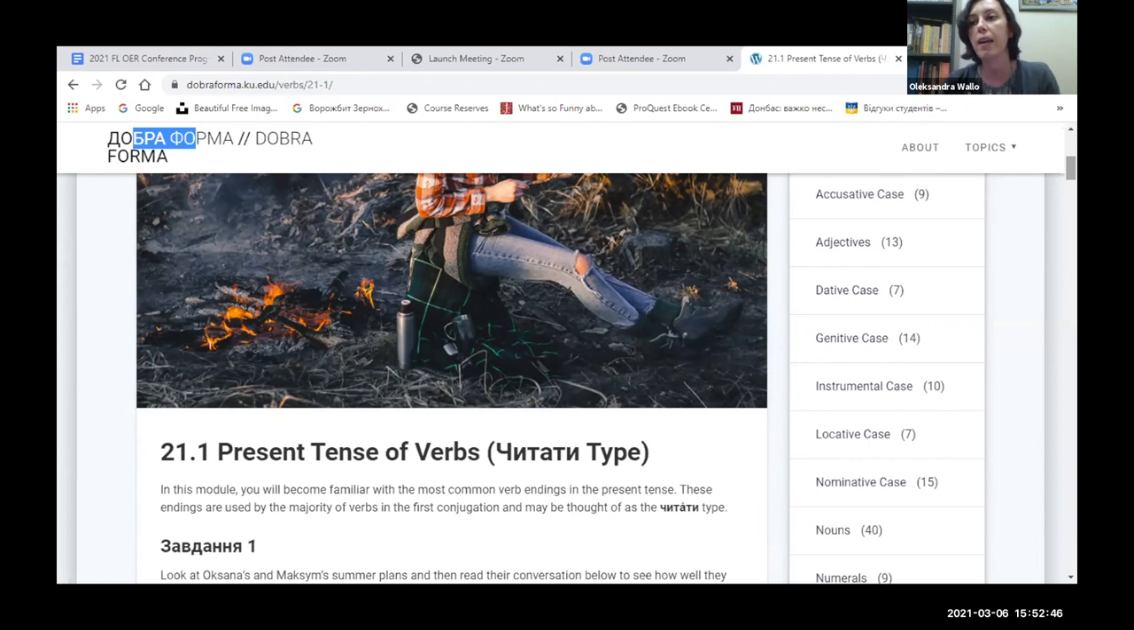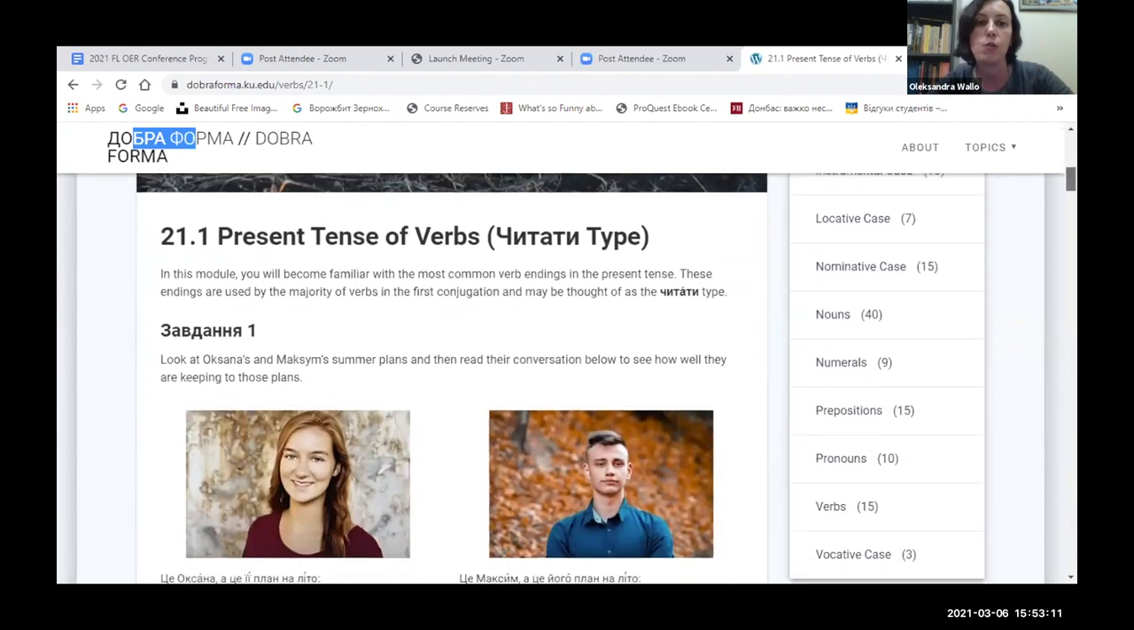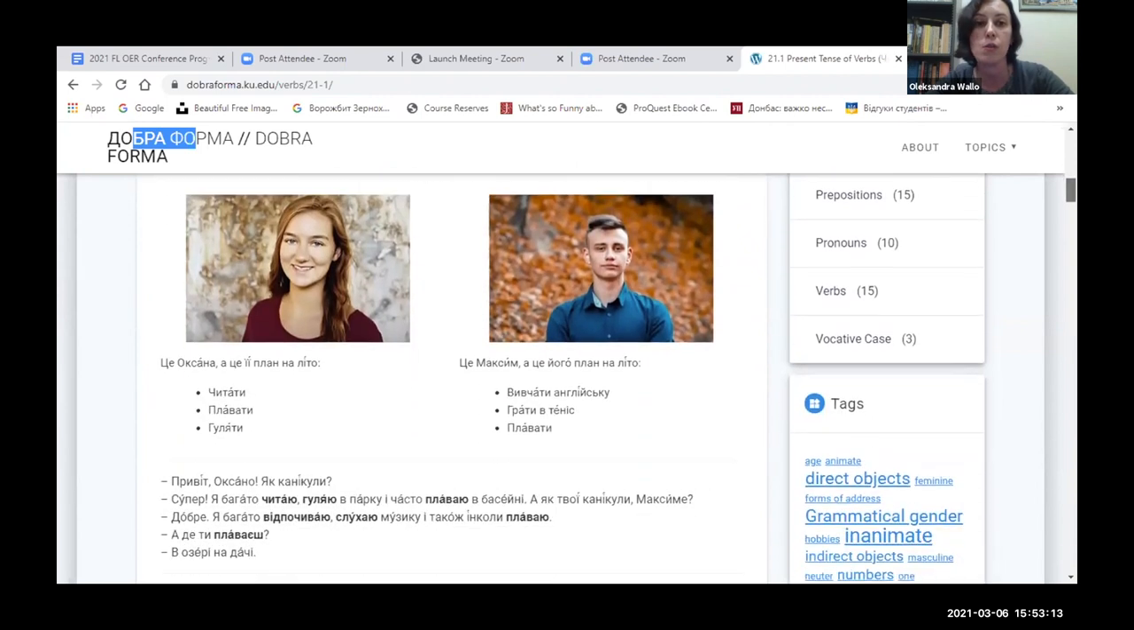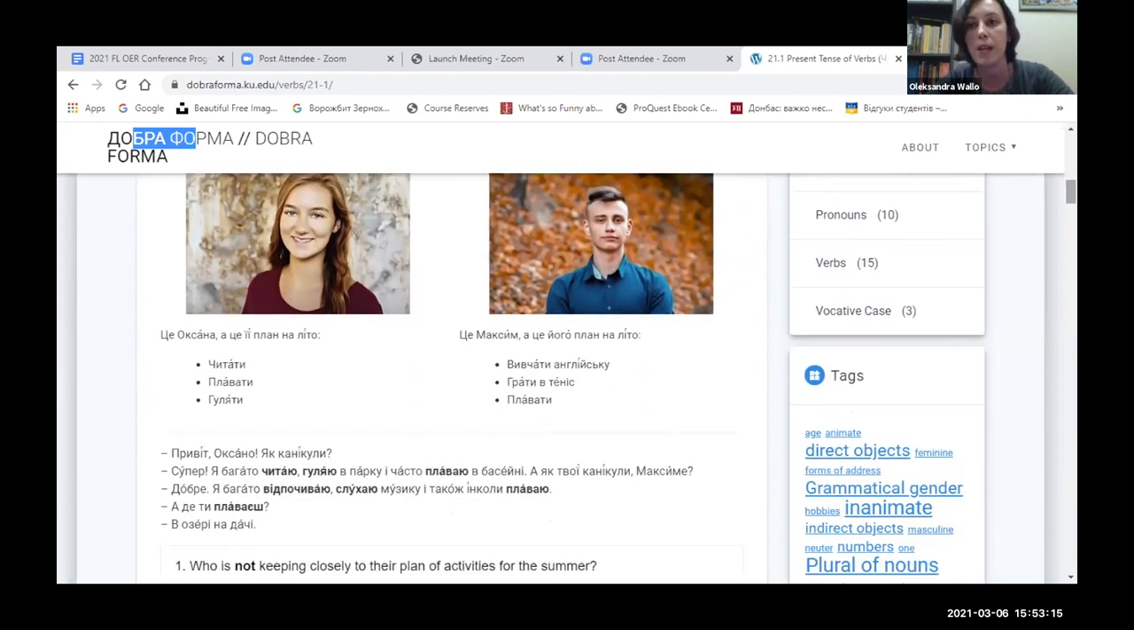So I take the processing instruction approach, developed most fully by VanPatten and Lee, where I break up the paradigms and try as much as possible to explain one thing at a time, or it's not always possible in Slavic languages, at least a few things at a time. So in this particular module, students are first introduced only to two forms in the present tense.